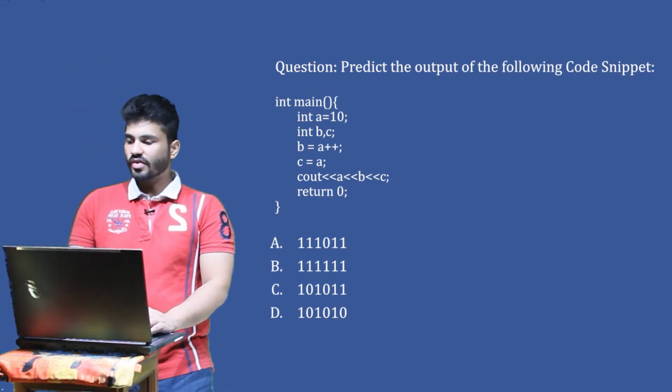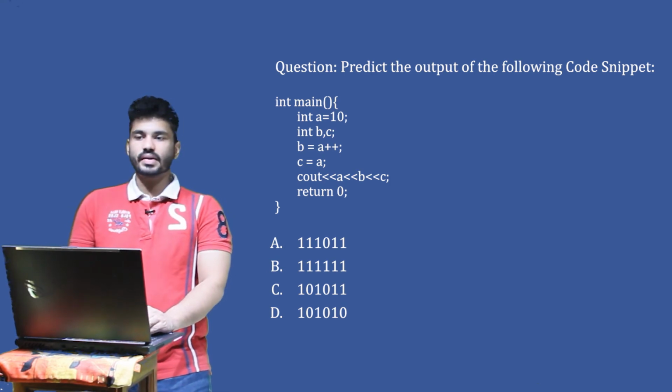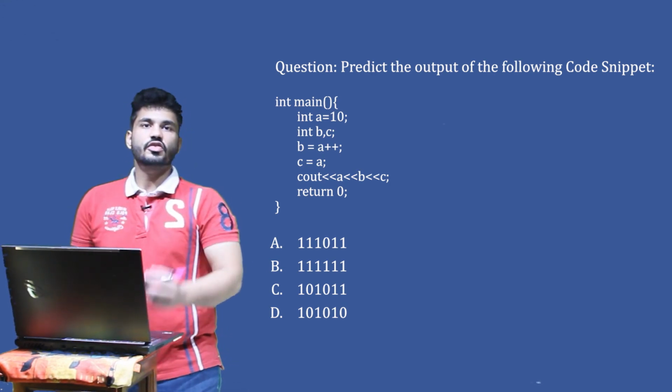In the next question we have to predict the output of the following Java code snippet. So we have an integer A, its value is 10.